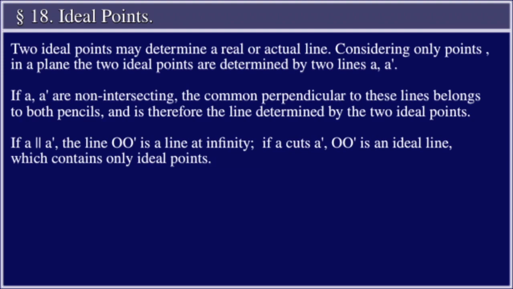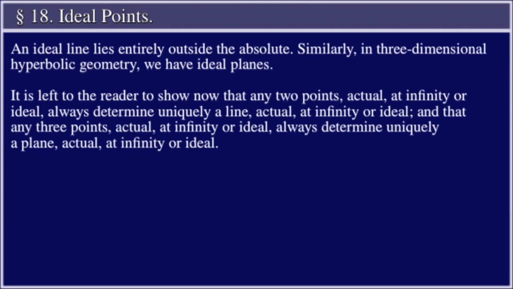If A is parallel to A prime, the line OO prime is a line at infinity. If A cuts A prime, OO prime is an ideal line which contains only ideal points. An ideal line lies entirely outside the absolute. Similarly, in three-dimensional hyperbolic geometry, we have ideal planes.